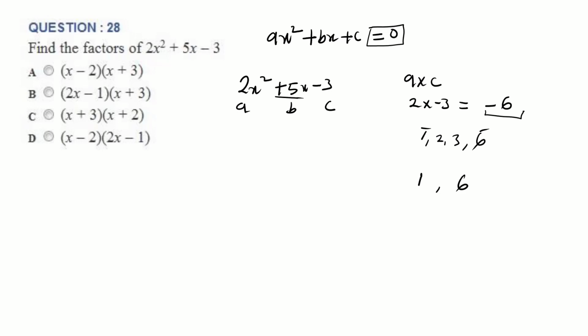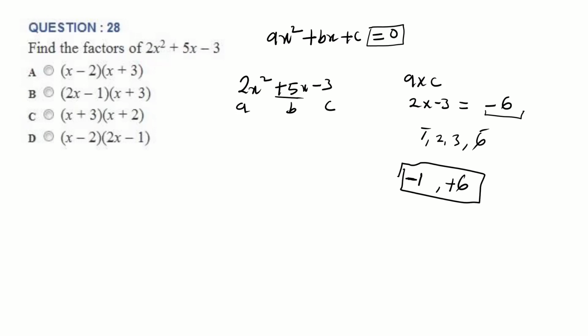If you multiply 1 and 6, we get plus 6. So for us to have negative 6, let's introduce a negative to the 1 and a positive to the 6. Minus 1 times 6 is minus 6, and minus 1 plus 6 is positive 5. So our numbers are minus 1 and positive 6.